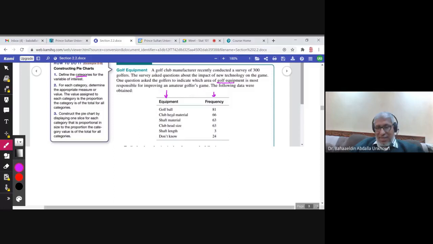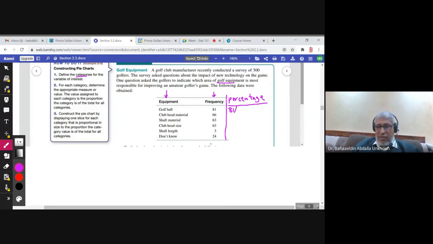The slice that represents the golf ball, which is 81, should be larger than the slice that represents the club head material, because this is 66 and 81. But how would you do that? One way is to find the percentage of each category. How would you find the percentage? You divide 81 by the total.